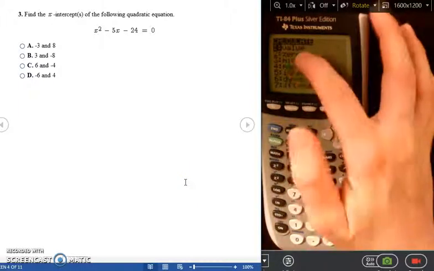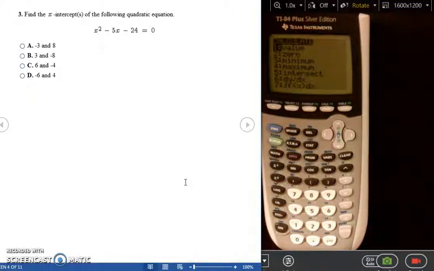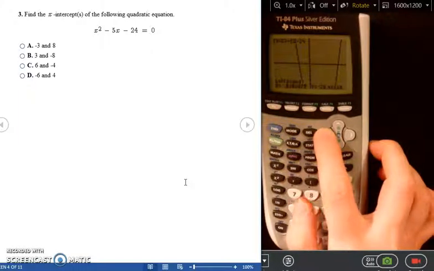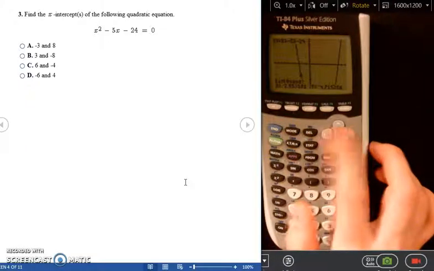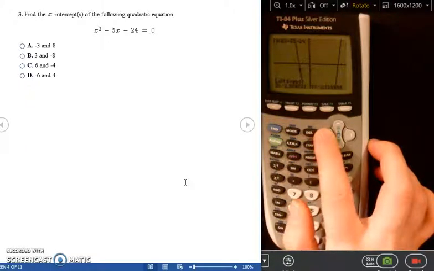And 0 is another word for x-intercept. So you need to know that 0 and x-intercept are the same thing. So I'm going to press 2 because that's what I want to know. And then I want to go to this first x-intercept, and I'm going to use the left and right arrows to get it so that the spider is to the left of that first x-intercept.